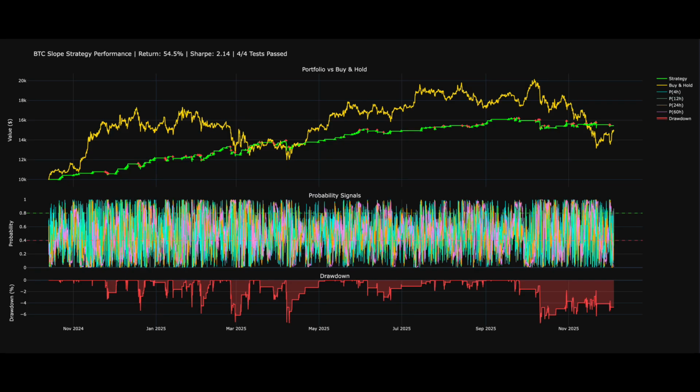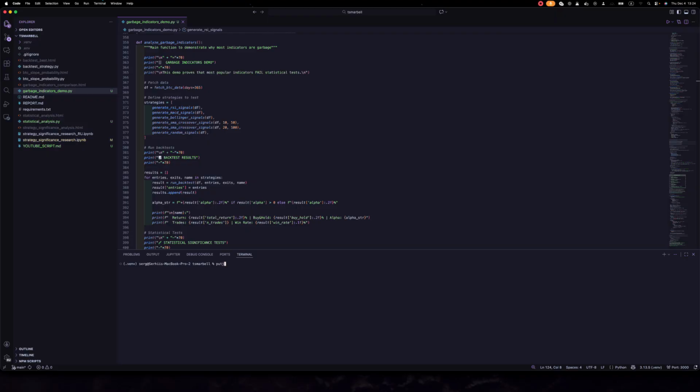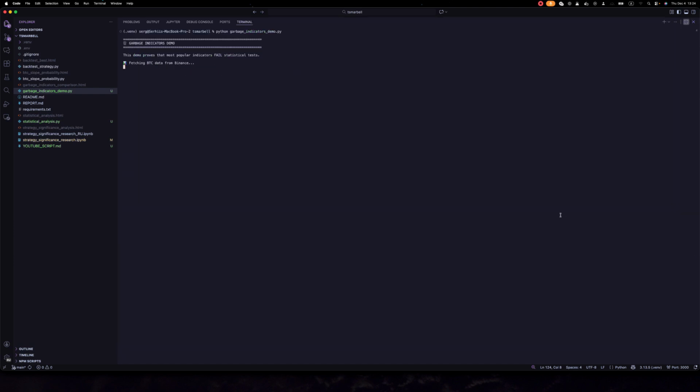I tested it on 10,000 bars, a 1 hour time series. I also used statistical tests, and 4 out of 4 core statistical tests passed. Let's be honest, 99% of trading indicators don't work. They look great on historical charts because they're curve fitted, but when you trade them live, they fall apart.